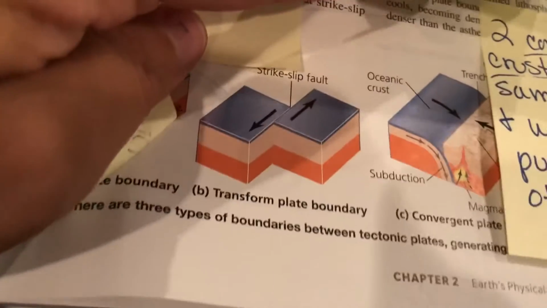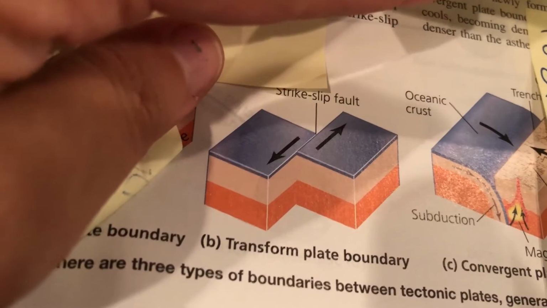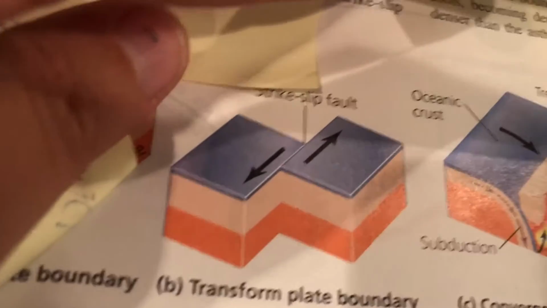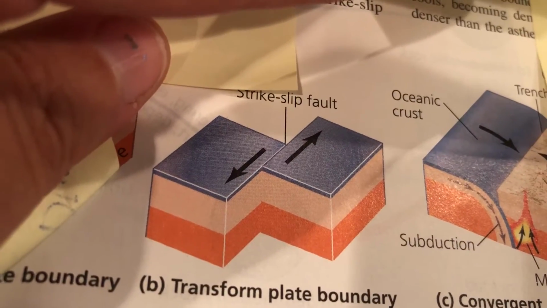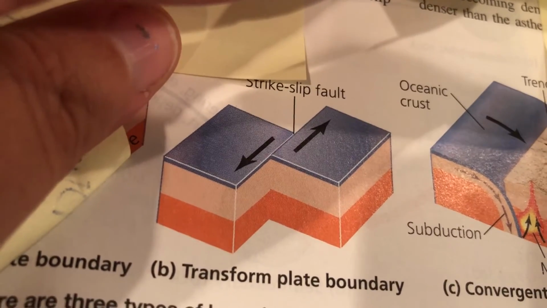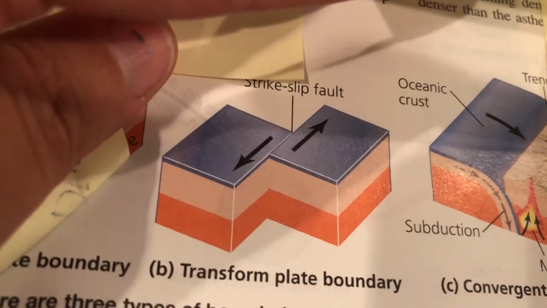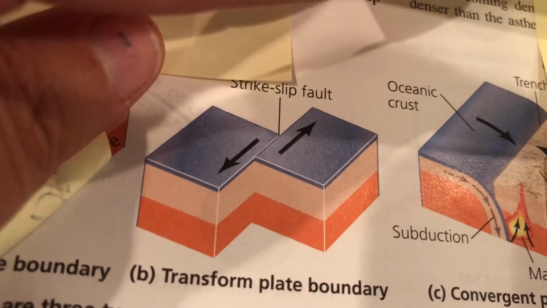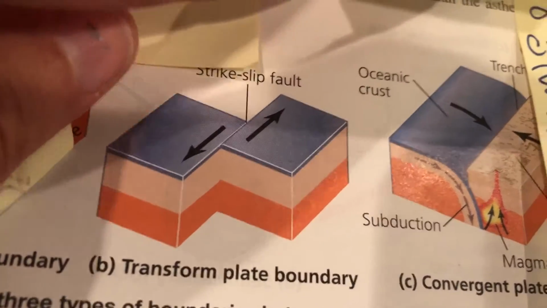The next one is your strike slip, or another name is your transform. Again, this is when they slide past each other, so you can get a fault line that's there. This is exactly what the San Andreas Fault is. Again, you're just removing or relocating the crust. You're not destroying or creating.